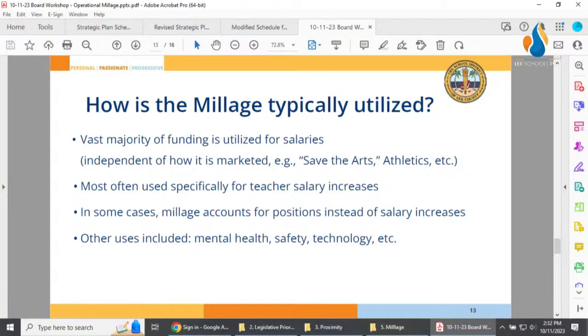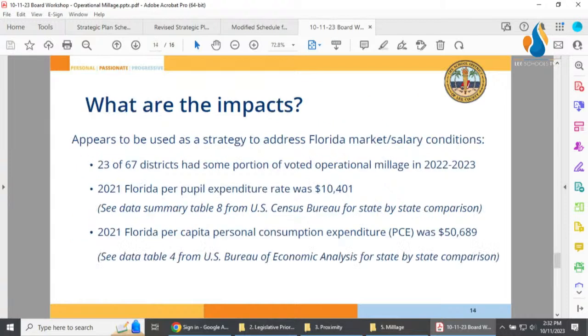Now, the other limited uses that we saw were things such as safety-related costs, technology, and mental health, and those were among the most common expenditures, but there were others as well. Now, for the impacts, I just want to reiterate that when we talk about impacts, this should not be misconstrued in any way as advocacy. The ask was simply to talk about some of the impacts.